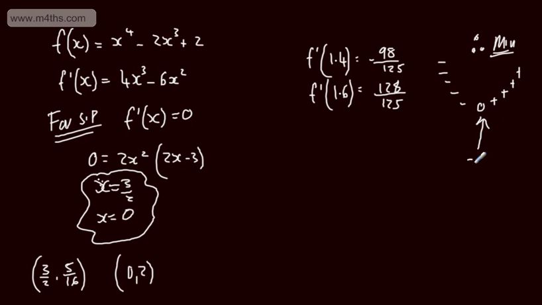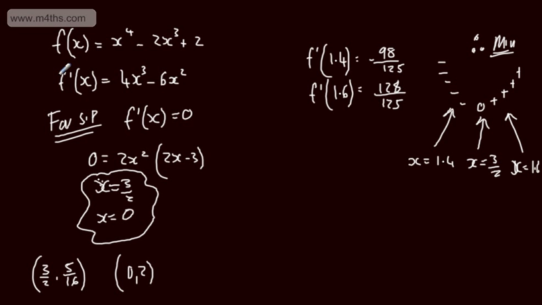This is now the point where x is equal to 3 over 2. We've got this point right here, that's where x is going to be equal to 1.4, and this point just here, either side now, x is going to be equal to 1.6.